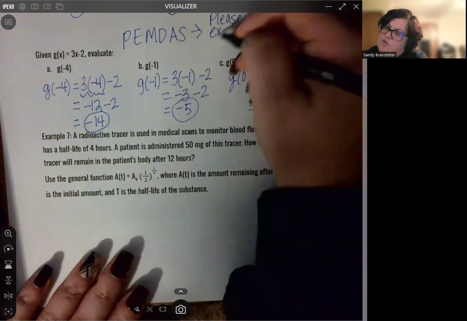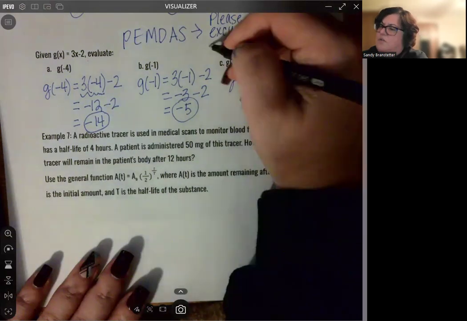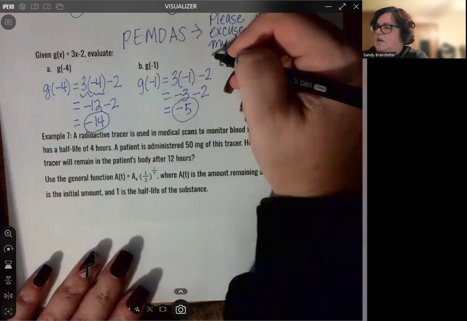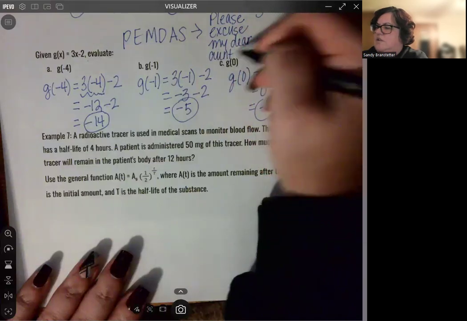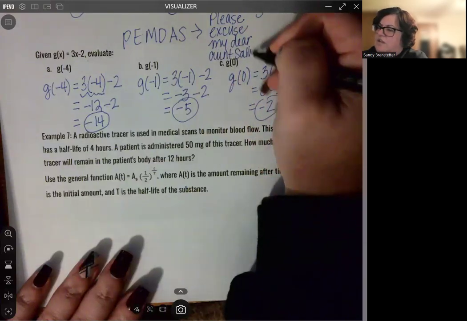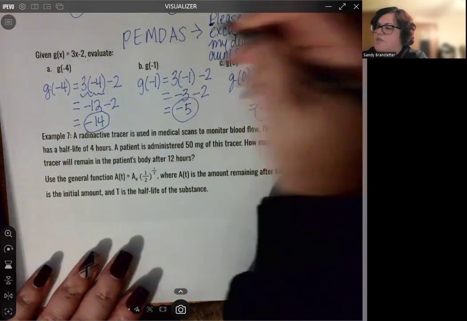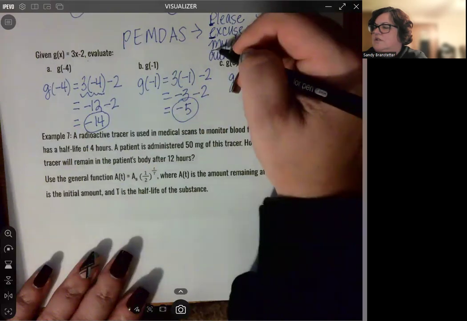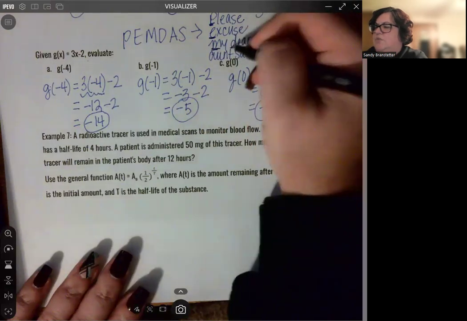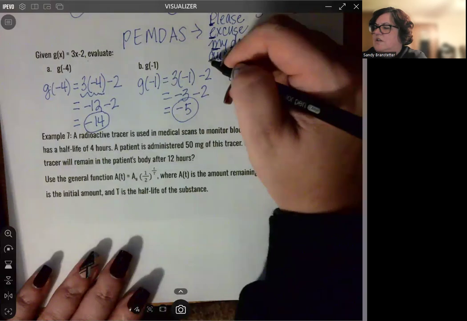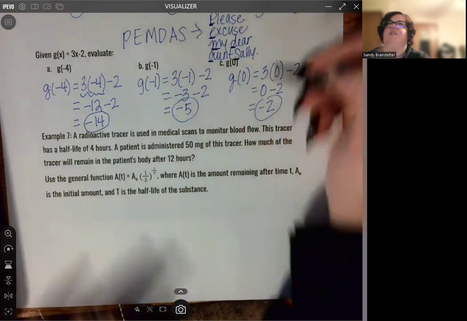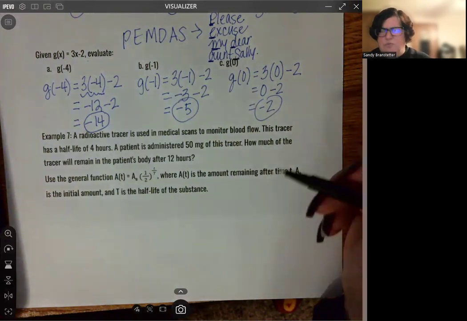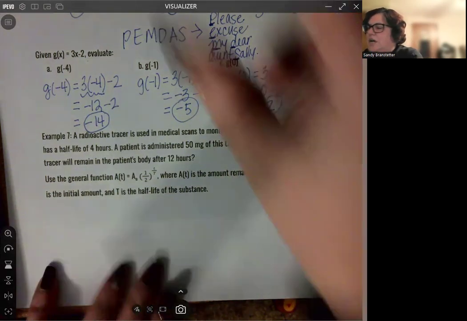Please excuse my dear Aunt Sally. The P stands for parentheses, E for exponents, M and D are multiplication and division, A and S for addition and subtraction. Again, hopefully you do remember doing that in the past.